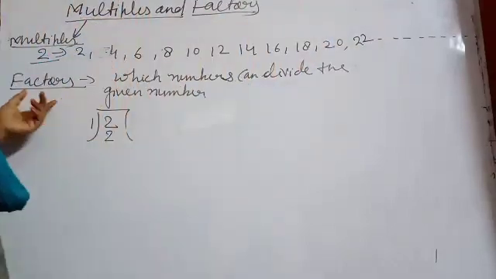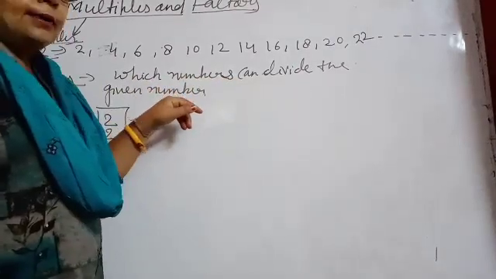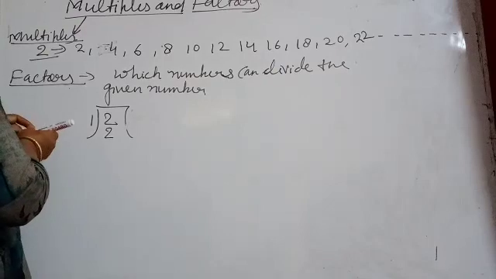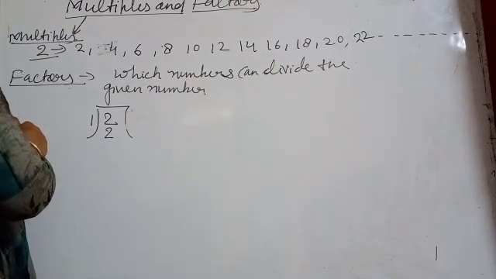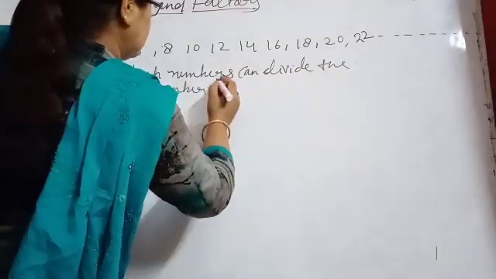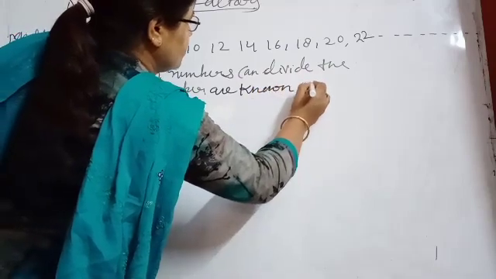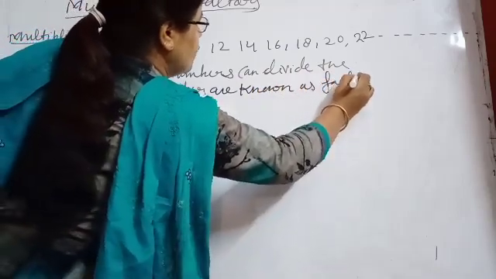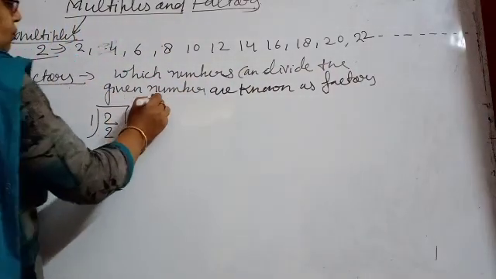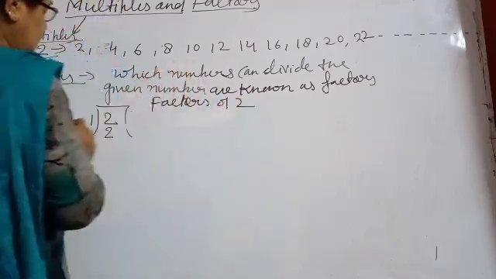But factors: the numbers which can divide the given number are known as factors. Try to understand here. Suppose I would like to know the factors of 2. Factors of 2. A simple number I am taking.